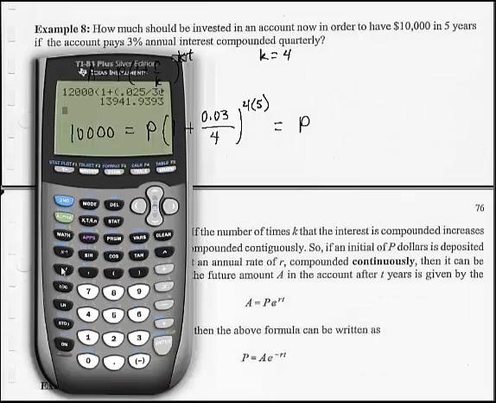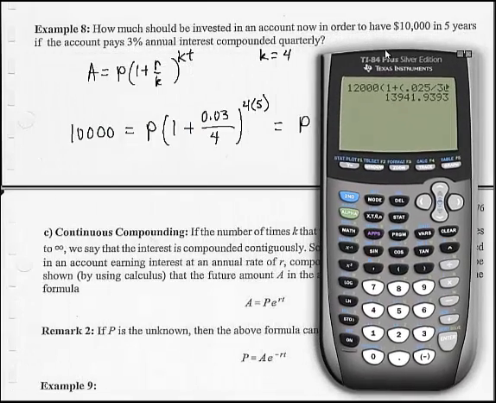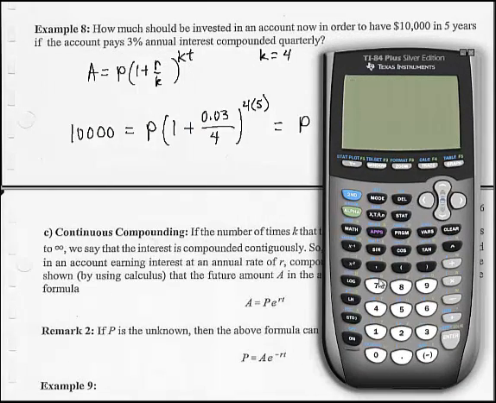Let's call up our calculator to calculate the part with the parentheses. 1 plus 0.03 divided by 4. May not need the parentheses around the fraction. I'll try to get away with it. Then we want to raise that to the 20th power. Oh, but I didn't put my exponent in. 20. Enter. Alright. 1.16.